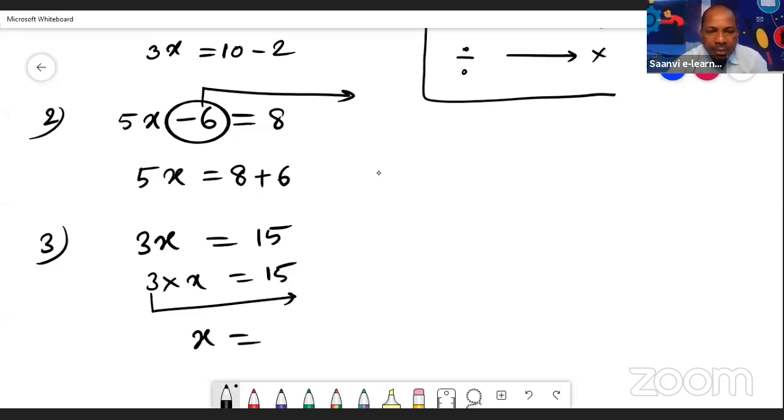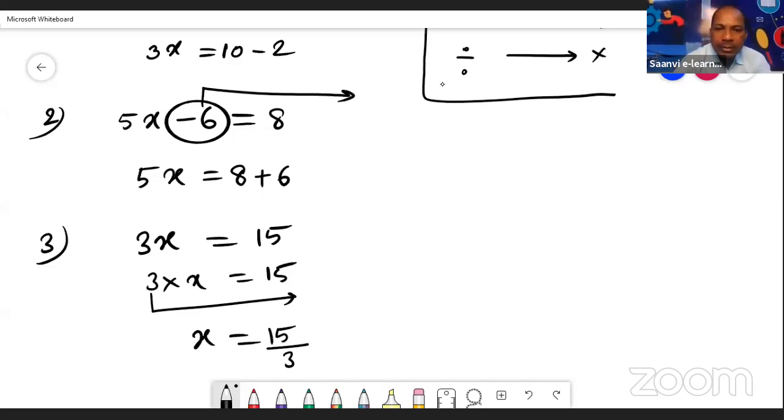Right side number 15 is there. Every time, this right side number should first be written as it is. After writing the right side number as it is, then only we send the left side number to the right side. Now right side number 15 we have written as it is. Now this 3 is sent this side. 3 is multiplication here, into quantity. 3 is multiplying x here. So when this 3 is sent this side, it becomes division quantity. It means it becomes 15 by 3.